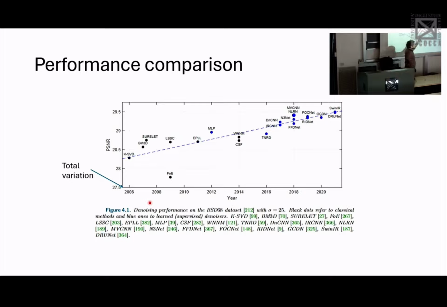Here in black is all the traditional algorithms, and in blue all the artificial intelligence algorithms. This one is a transformer-based one, the SwinIR. These others are based on convolutional neural networks, and you can see that they could get from the 28.7 of the Shearlet, which was the best one, up to some 29.5.